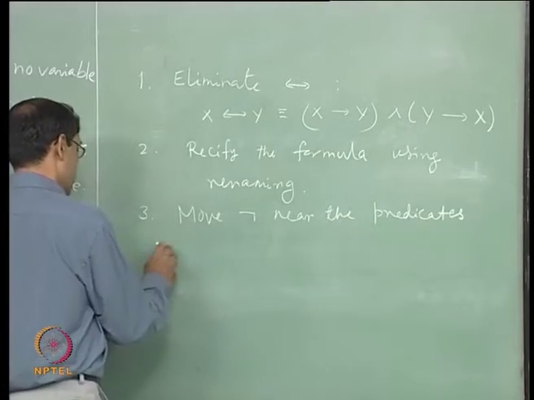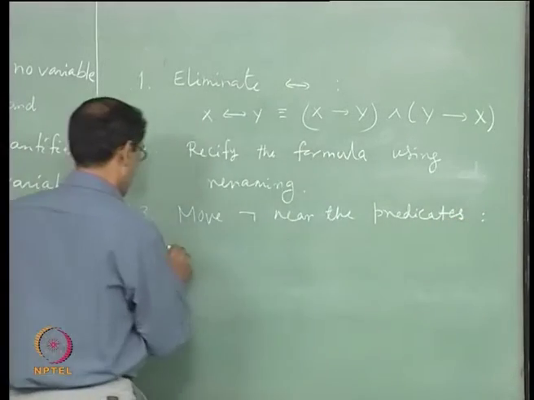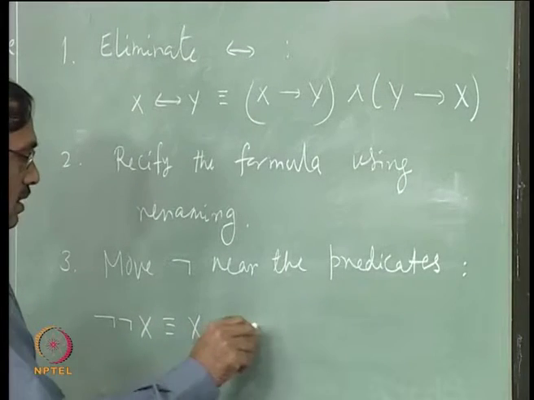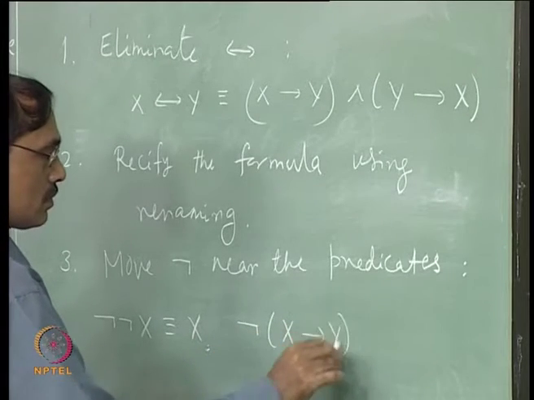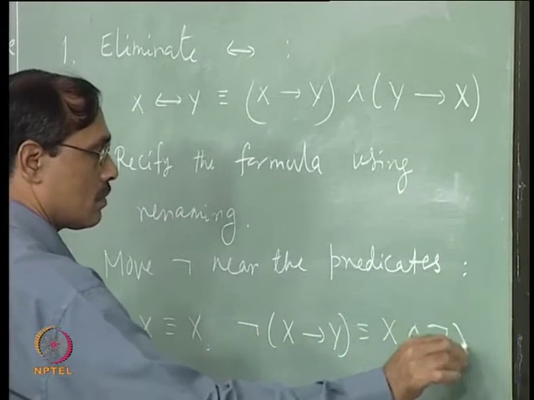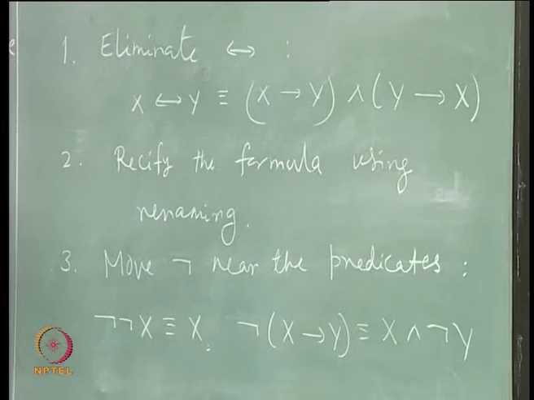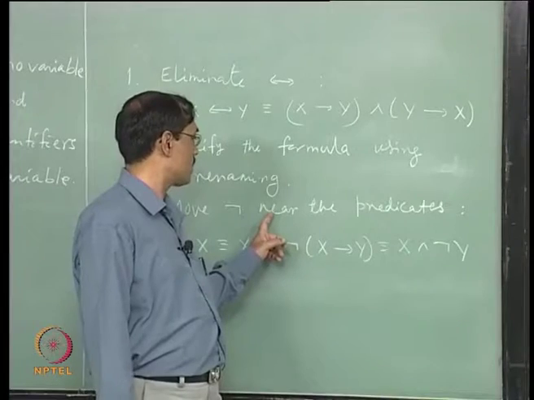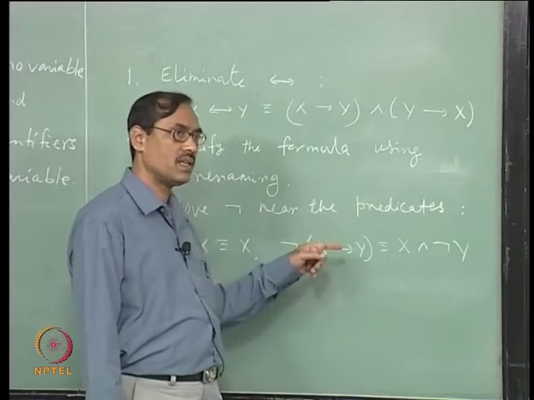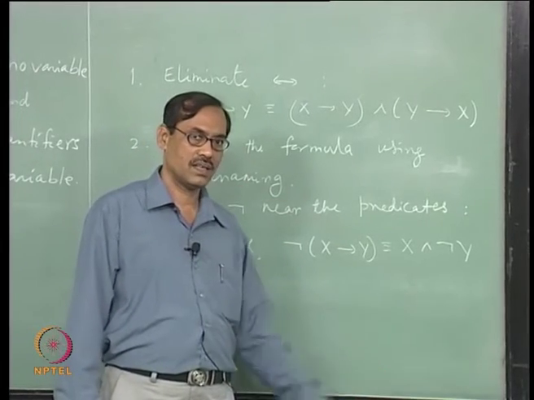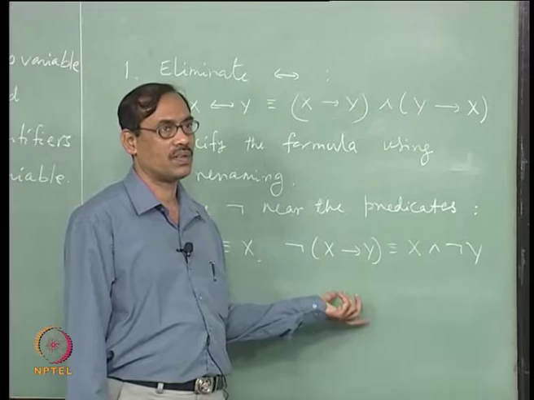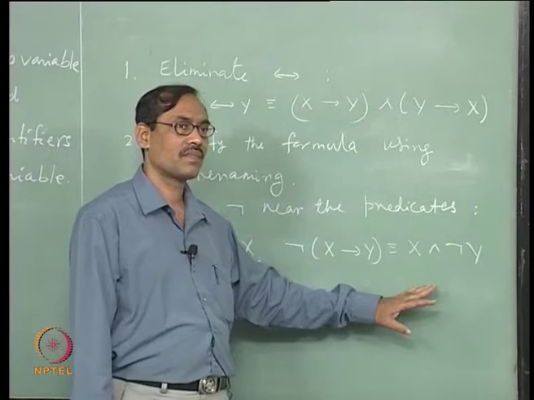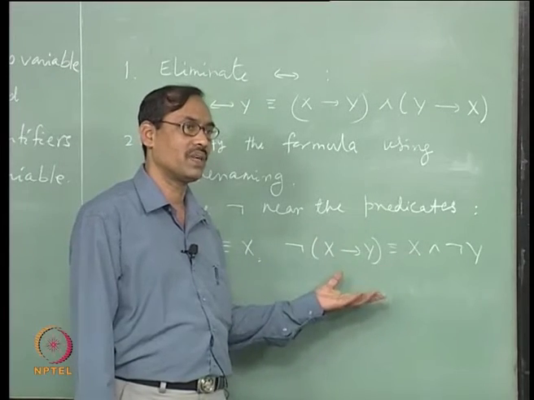So, this can be done by using double negation, then implication, and then De Morgan. So, here, if you want the not signs near the predicates, you have to use the other two also with and, or. If you need it, this much is enough. You can have still the quantifiers outside.